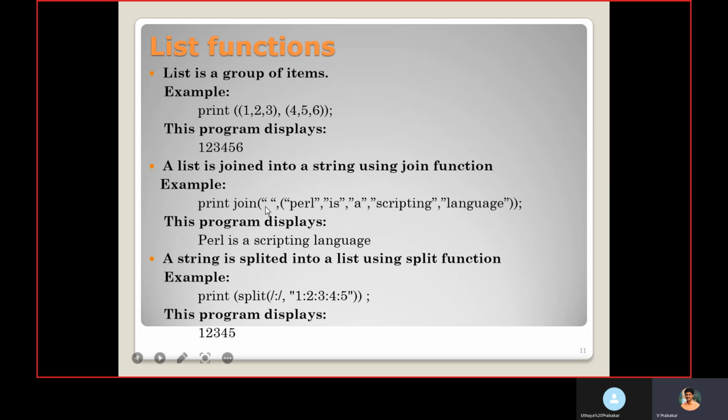You get it like this. In case I use a comma within this double quote, using the comma it will join all the elements of the list. So perl comma is comma a comma scripting comma language. Likewise you will get.